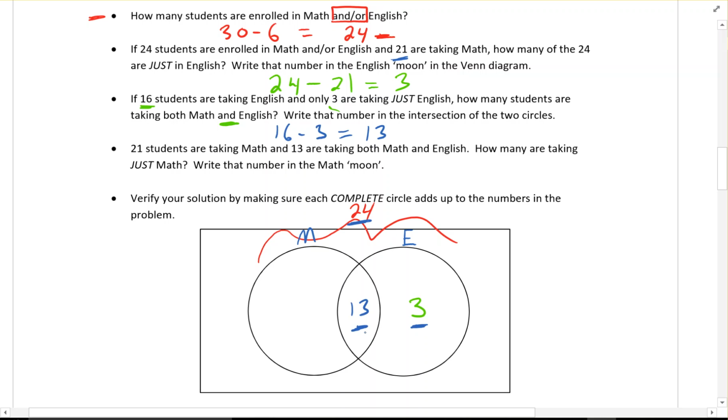So we figured out that part of our problem now. So now you can see that if I just go 24, the whole thing, and I subtract 16, I should be left with just math.